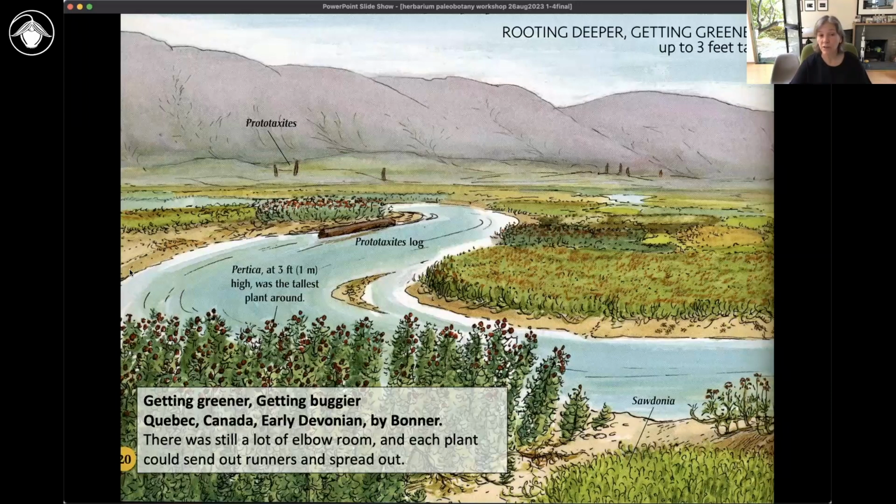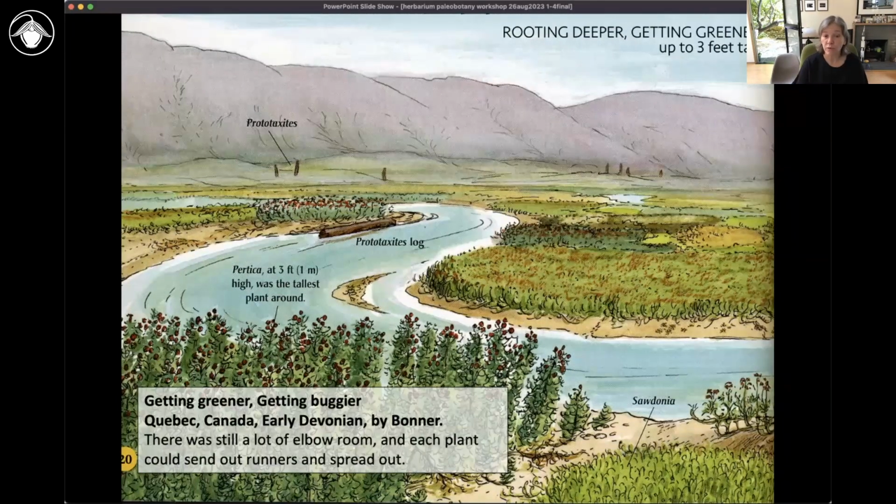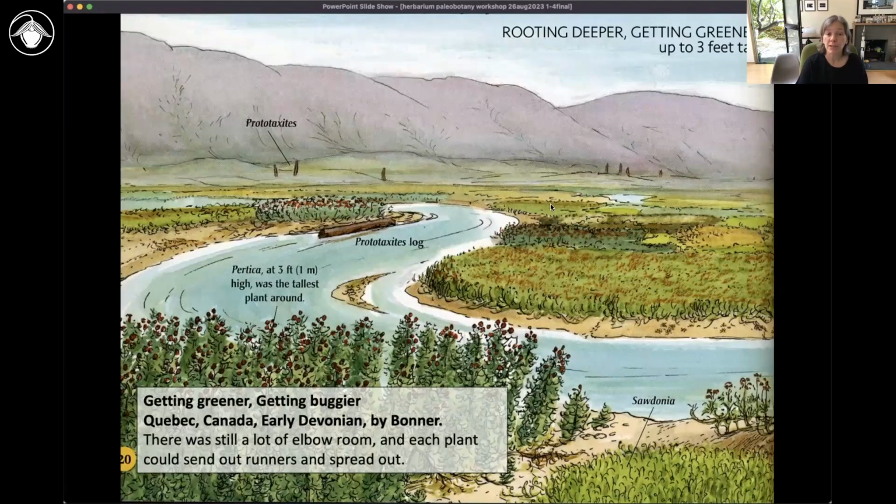There was still a lot of room around to move into, and a lot of the plants were mainly reproducing via runners, so vegetatively. So you see in this landscape a lot of different colored patches, and those different green colors represent different clonal patches of particular plant groups. In this reconstruction, plants were probably roughly 3 feet or 1 meter high max, so still not very big.